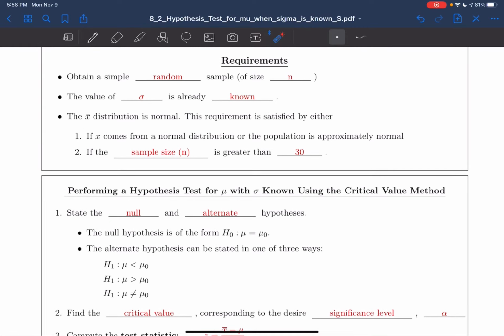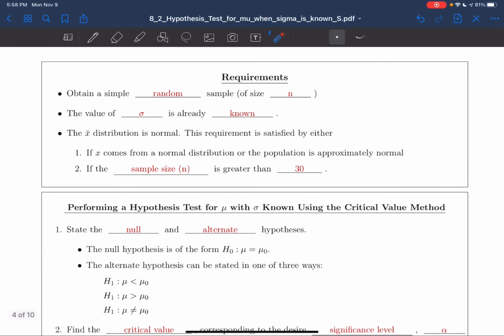X, our sample mean distribution, has to be normal, and we could check this by checking one of two things. One, if X already comes from a normal distribution or the population is already approximately normal. This should say somewhere in the problem. If not, then you could check number two. Is the sample size large enough? Is our sample size greater than 30? If all these requirements are met, then we're able to proceed to perform hypothesis testing.